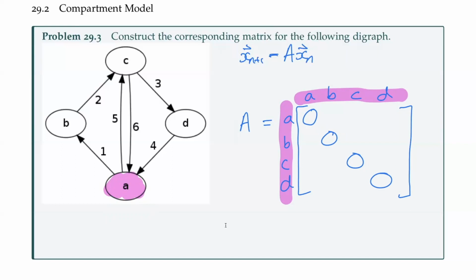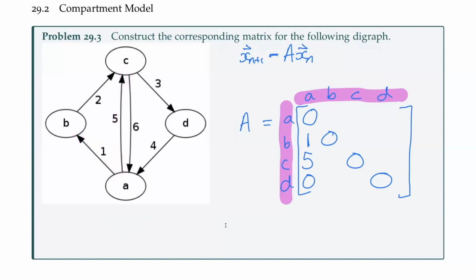Then now we need to look at what edges are coming out of A. So we have this edge here from A to C, this edge here from A to B. So from A to B on this second row, we're going to have this weight of 1. So this is this one here. And then from A to C, we have weight 5. There is no A to D. So that is 0.